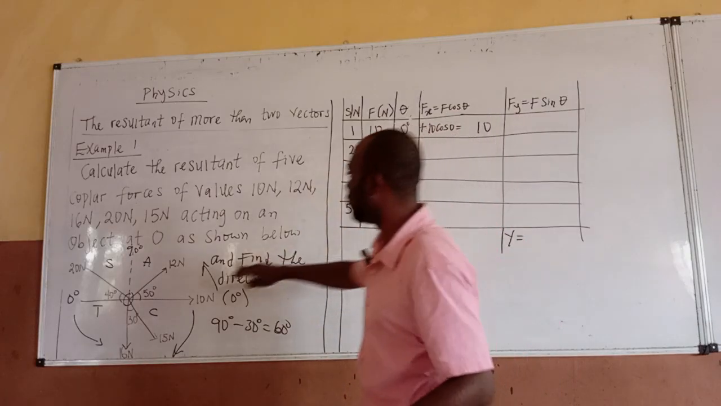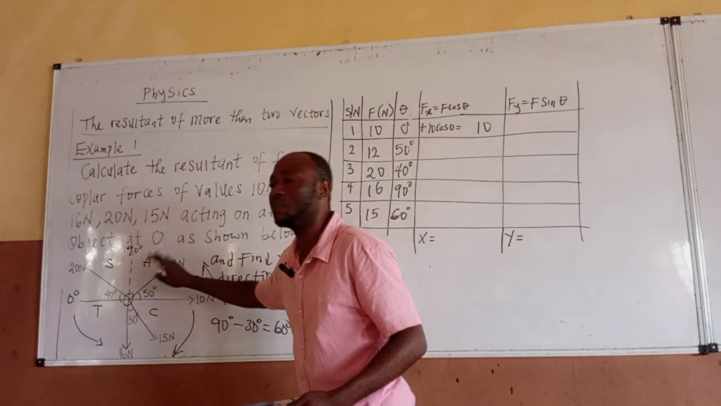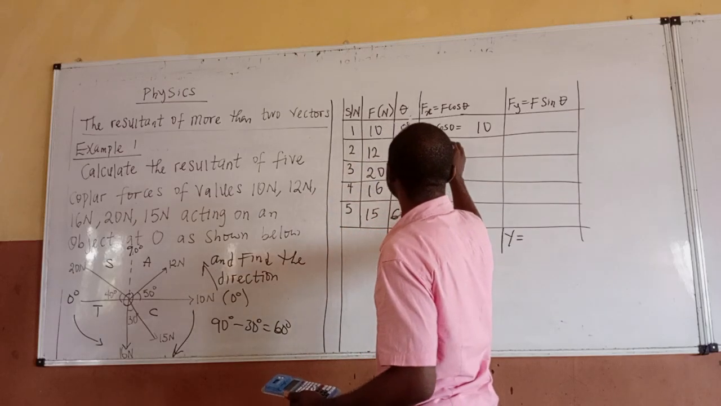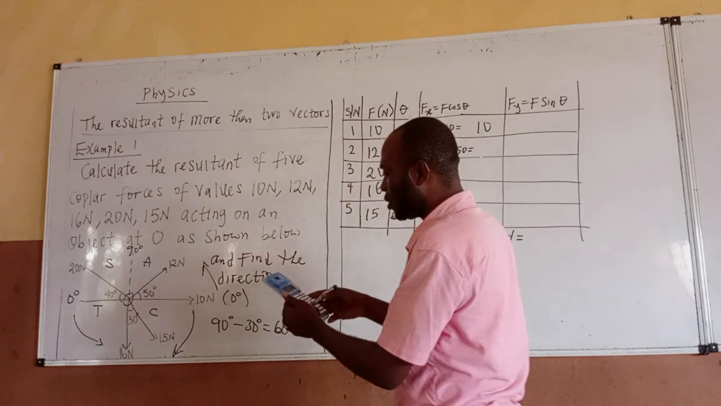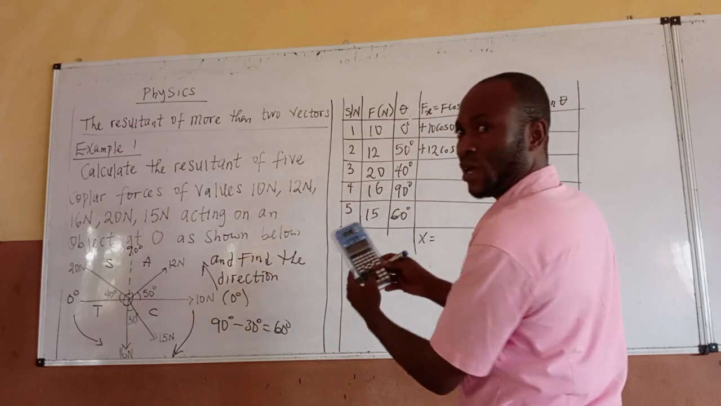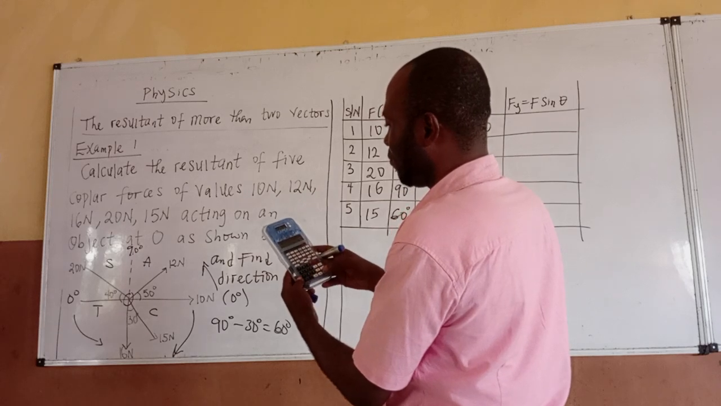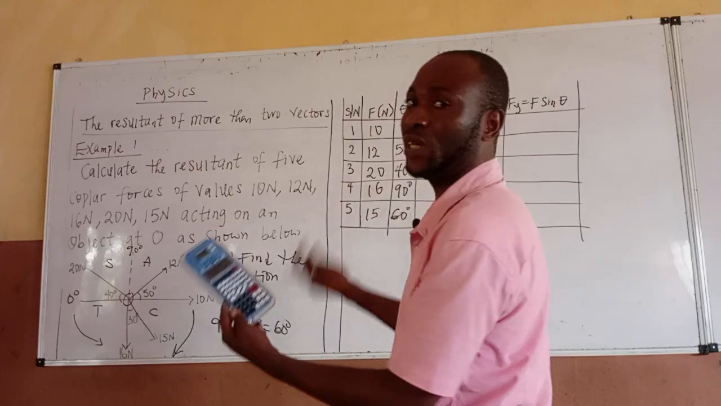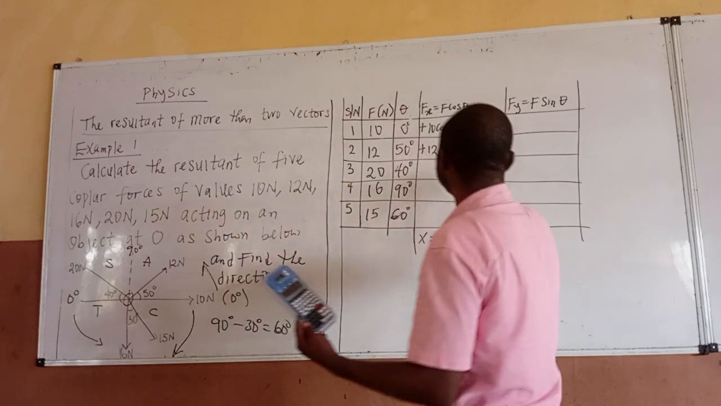Now let's go to the second one, that is the one of 12 Newton. You see it is also in the first quadrant, so automatically it is positive. You put plus 12 cos 50. Just punch it directly: 12 times cos 50 will give you 7.71. You don't need to write much, just make it to two decimal places: 7.71.